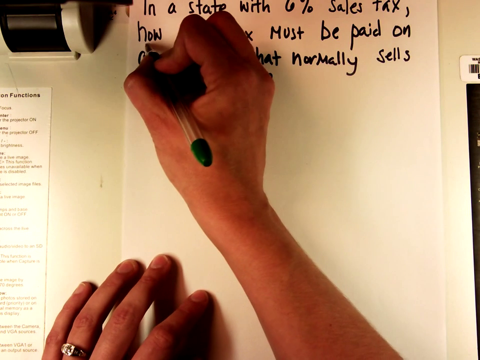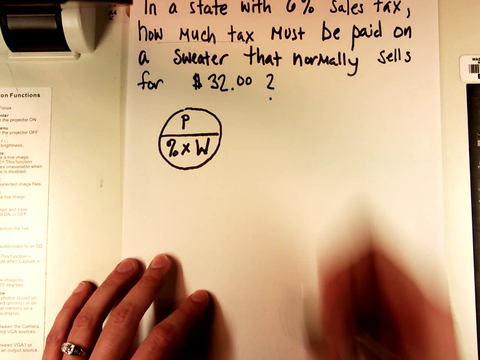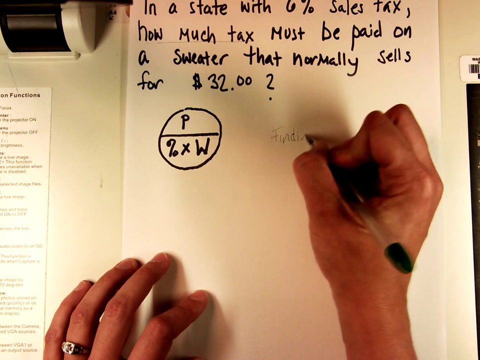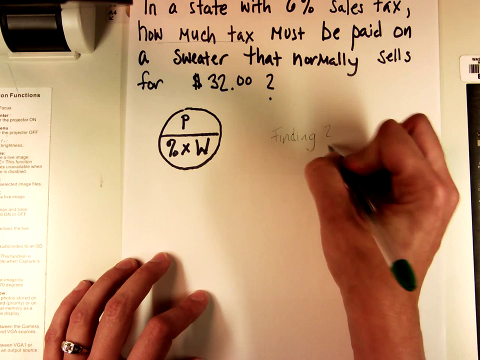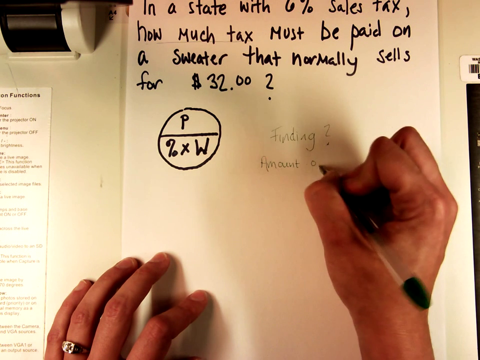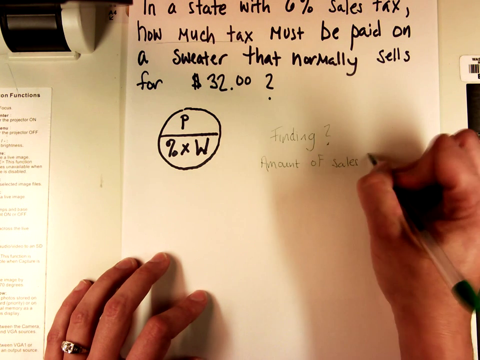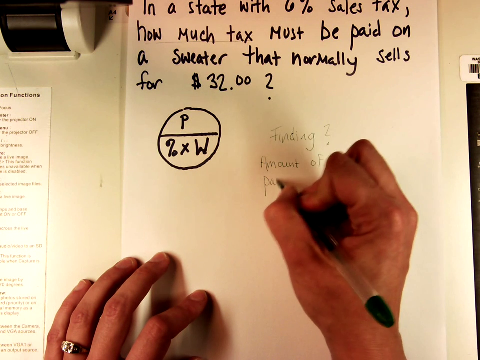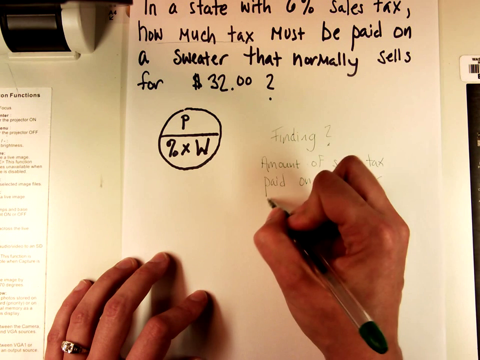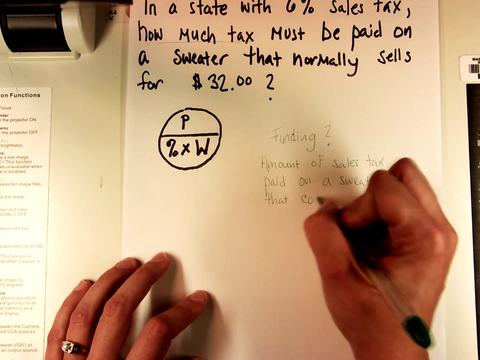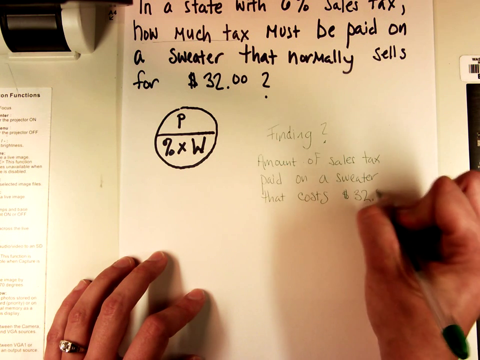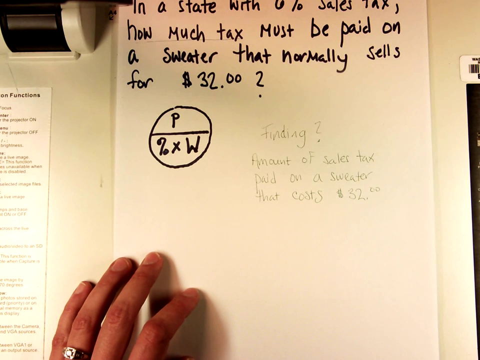And right here, I have identified what it is that I'm finding. I am finding the amount of sales tax paid on a sweater that costs, and there it is right there, $32. That's what we're looking for.